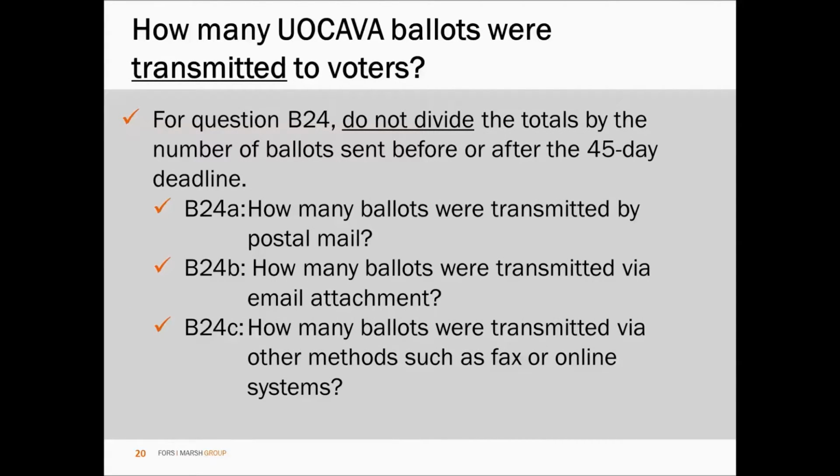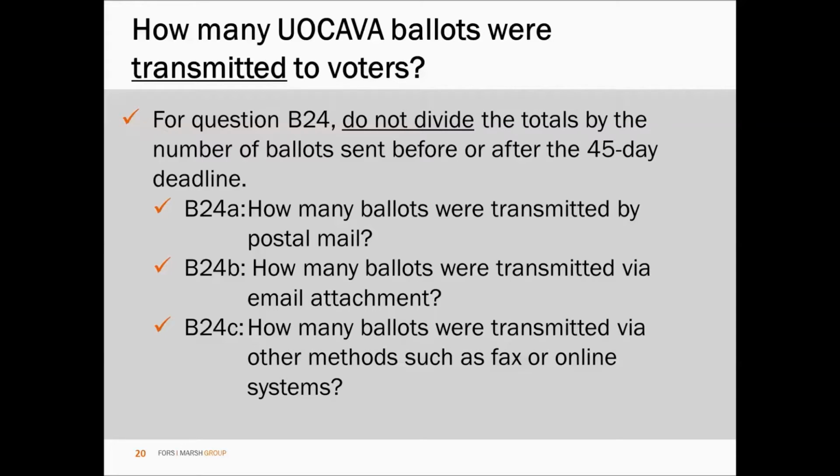So for question 24, previously you had to divide up this question into the number of ballots that were sent before and after the 45-day deadline. Here we're just asking for totals now. So, of the ballots that you transmitted to voters, how many did you transmit via postal mail? How many did you transmit via email attachment? And how many did you transmit via some other method, such as an online system or fax?